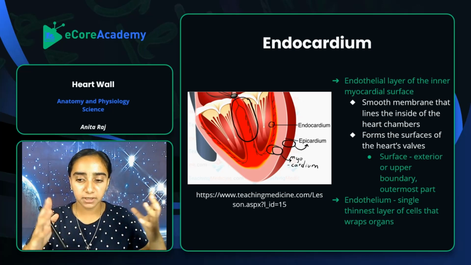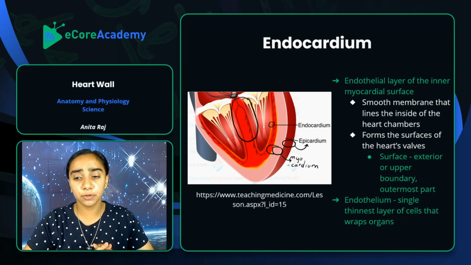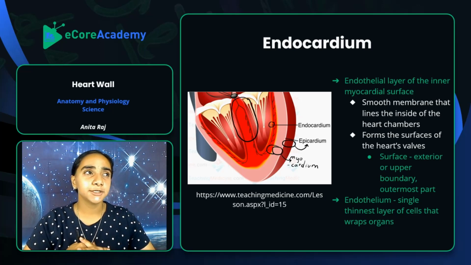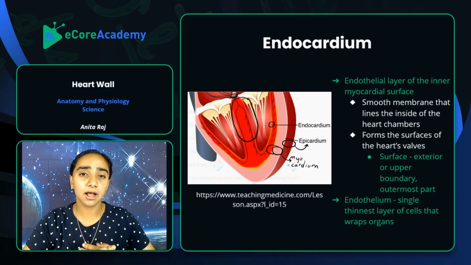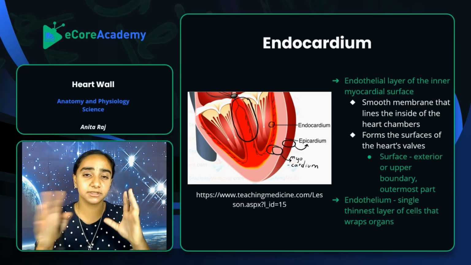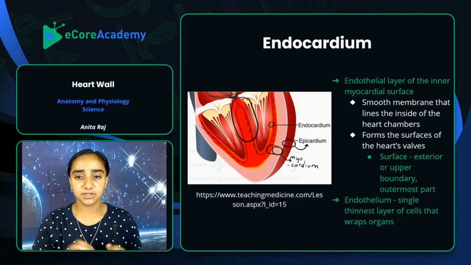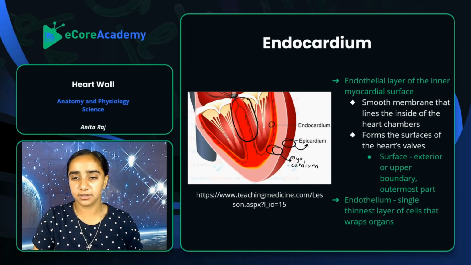And lastly, if you don't remember, endothelial tissue, super important. It's a single thinnest layer of cells that wraps organs. So if you looked inside any organ that's hollow, the last layer of cells that opens up into that large hollow space are your endothelial cells. So that's all for the endocardium. Let's go to the next slide.